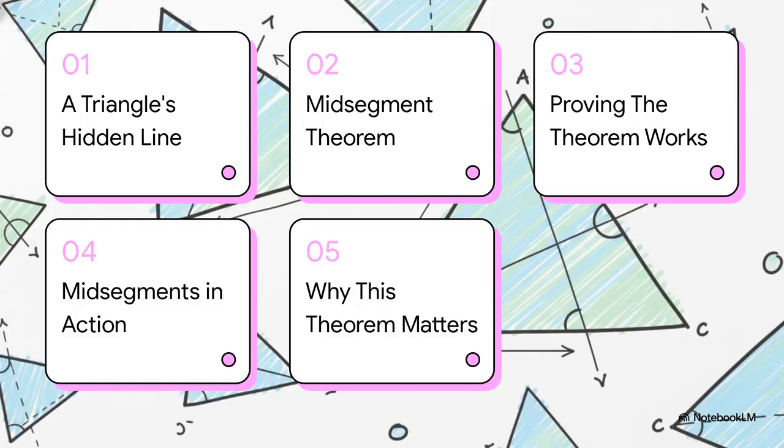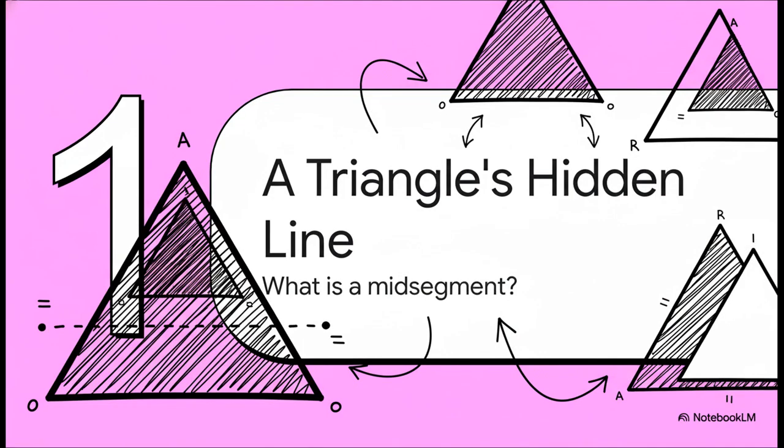So here's what we've got on tap. First, we're going to figure out what this hidden line even is. Then, we'll dive into the theorem that gives it all its power. After that, we'll actually prove it works, to be sure. We'll see it in action with a couple of examples, and then wrap things up by looking at why any of this really matters in the first place. Okay, let's jump right in.